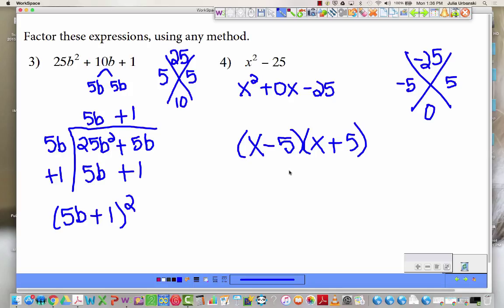So look for connections, look for patterns here. X squared, if you take the square root of that, you get x and x. Look at the 25. When you take the square root of 25, you get positive 5 and negative 5 because that's a minus sign right there. For this one, if you take the square root of 25b squared, you get 5b, which we had right here. If you take the square root of 1, you get 1, which we put right here. But since there was a middle term, you have to make it squared.